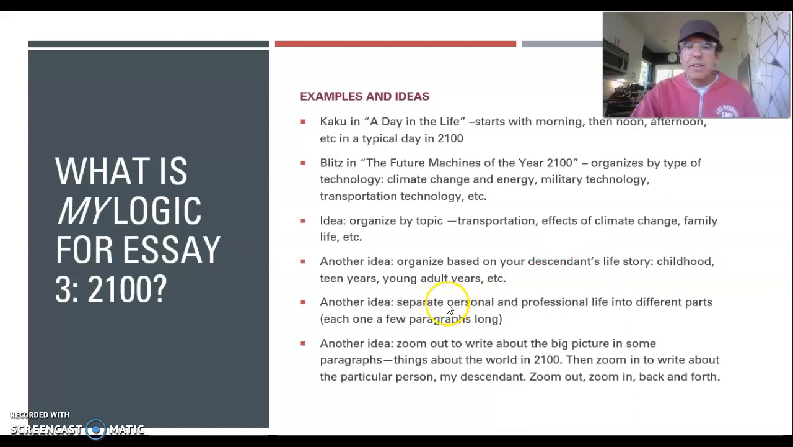Another idea, separate personal and professional life into different parts. You might have a big part 1 and a big part 2. Part 1 is personal life, part 2 is professional life. And then you'll have a few paragraphs within each part. Another idea, zoom out to write about the big picture in some paragraphs, things about the world, 2100. Then zoom in to write about the particular person, my descendant. Zoom out, zoom in, back and forth. So that's another kind of logic.